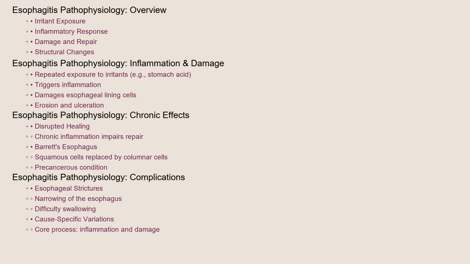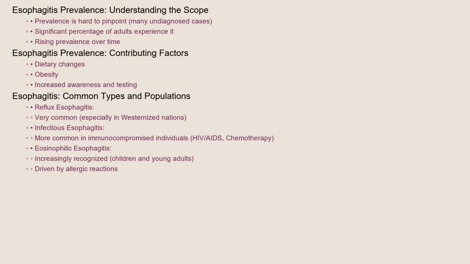For instance, Barrett's esophagus can develop, where the normal squamous cells lining the esophagus are replaced by columnar cells, similar to those found in the intestine. This is a precancerous condition. Furthermore, chronic inflammation can lead to esophageal strictures, or narrowing of the esophagus, making swallowing difficult. The specific pathophysiology varies slightly depending on the underlying cause, but the core process involves inflammation and damage to the esophageal lining.